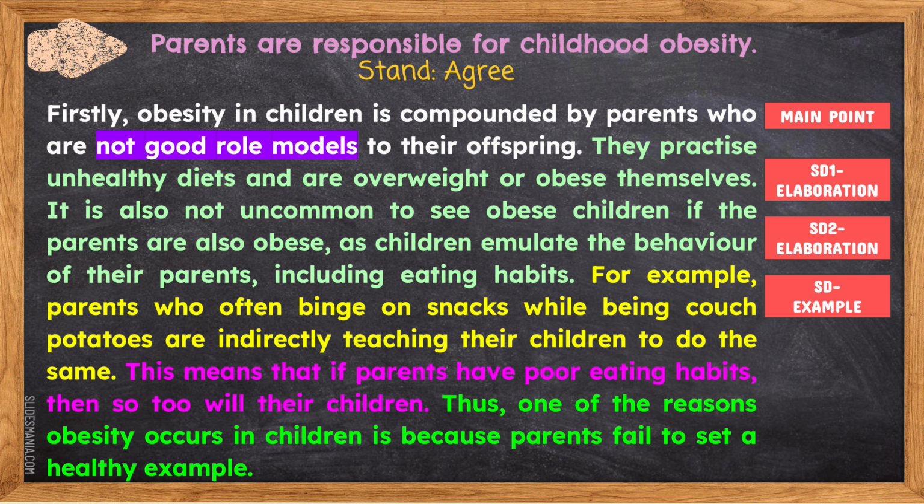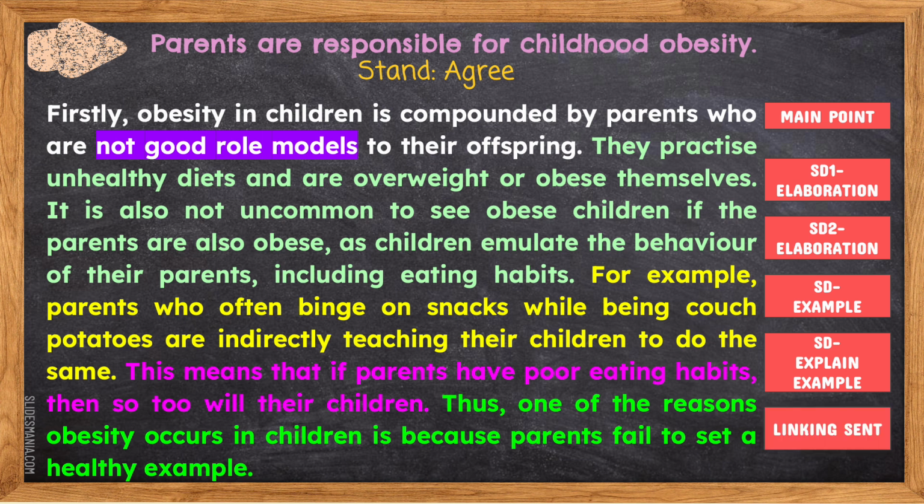Okay, alright, and then you explain. This means that when parents have poor eating habits, then so too will their children. So you explain the example, and finally the linking sentence. Thus, one of the reasons obesity occurs in children is because parents fail to set a healthy example. Okay, so everything is tied up nicely.